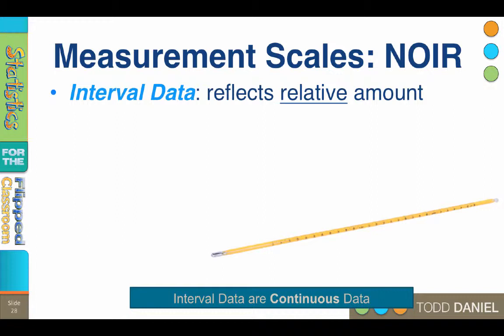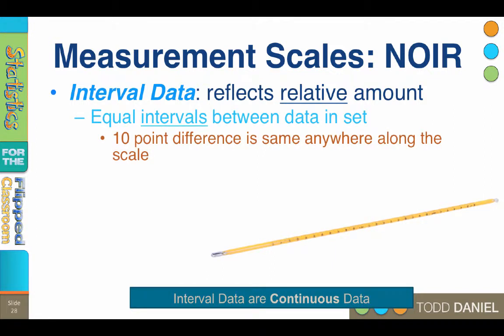With interval data, the scores reflect the relative amount of the variable. They represent an amount on a scale, although the scale itself may not be comparable to other scales. All of the intervals on the scale are the same, however. For instance, a 10-point difference is the same anywhere along the scale. If you are in a 40-degree Fahrenheit room and I raise the temperature to 50 degrees, that is the same number of degree difference as if you were in an 80-degree Fahrenheit room and I raise the temperature to 90.